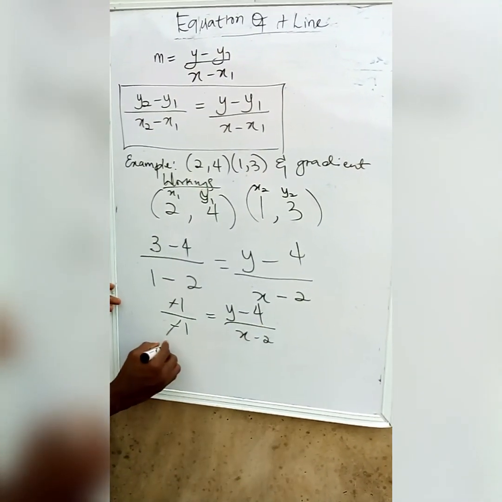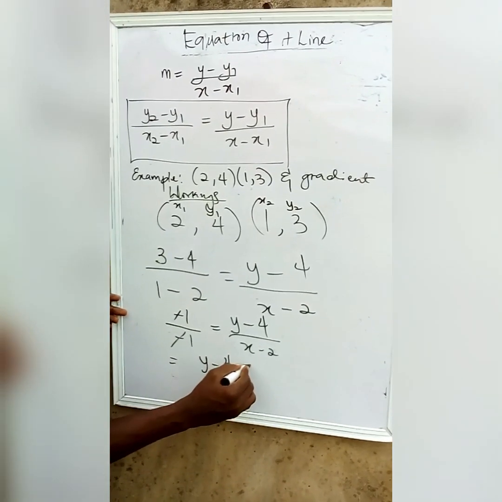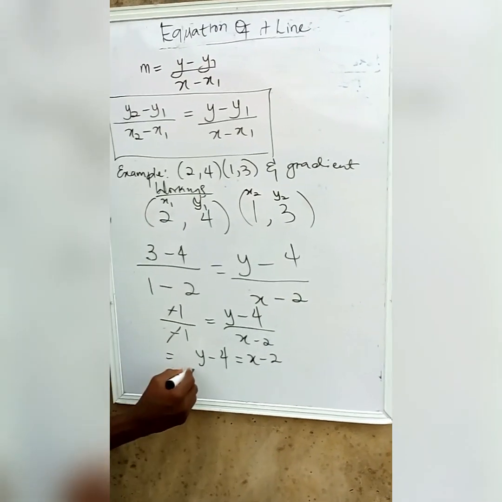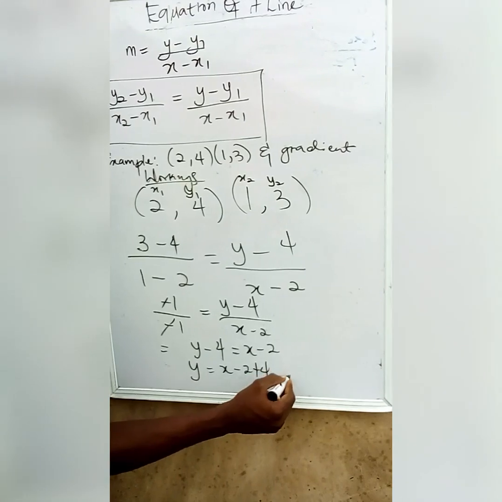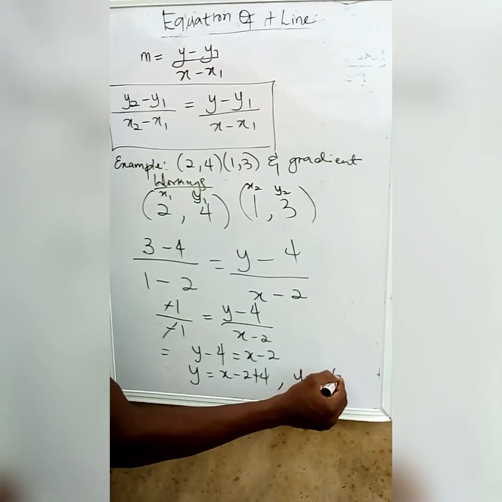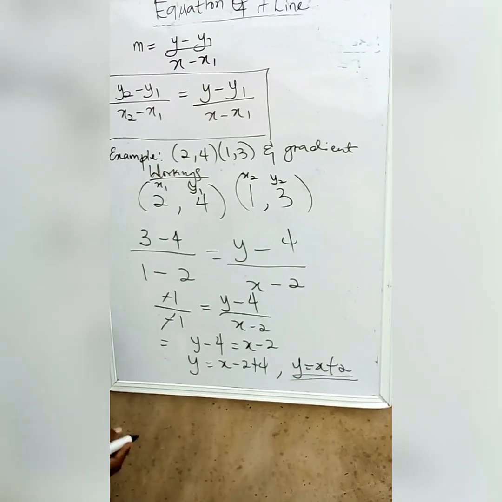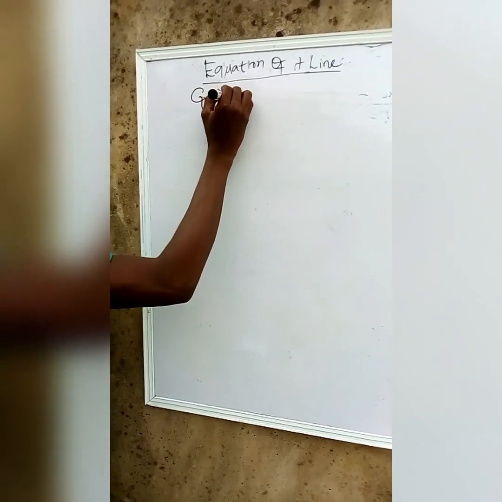You'll be having this: y minus 4 is equal to x minus 2. Let's leave it in our gradient intercept form. That will be y is equal to x minus 2 plus 4. So y is equal to x minus 2 plus 4 is what? Plus 2. y is equal to mx plus c. Final answer. We said we are looking at gradient intercept form.